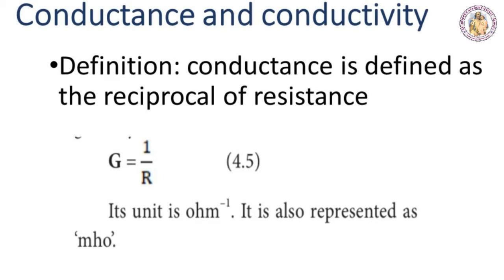Next topic is conductance and conductivity. Conductance of a material is the property of the material to aid the flow of charges and the passage of current in it. Then how will you write conductance in a mathematical way? Conductance is defined as the reciprocal of resistance. This conductance is denoted as capital G, and it is equal to 1 by R. What is the unit of conductance? Its unit is ohm inverse. It is also represented as mho.